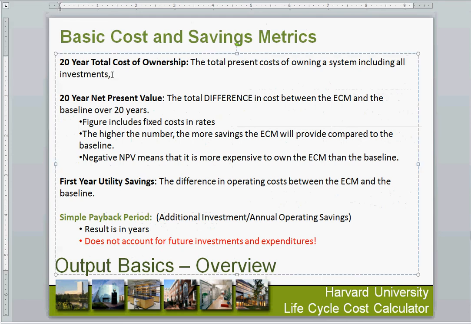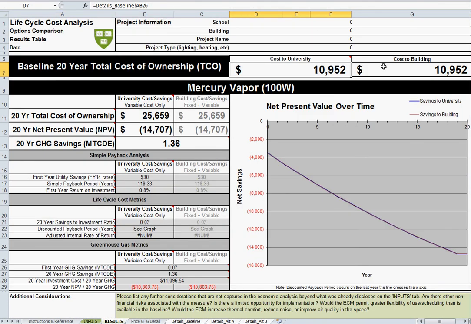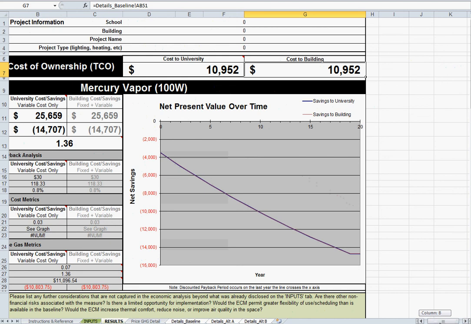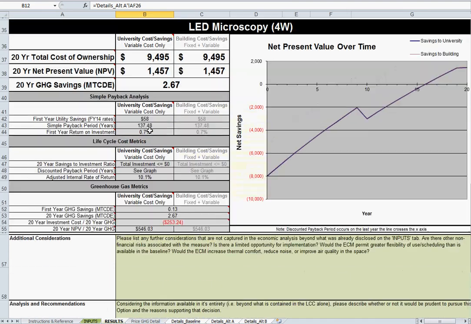So again, we've already talked about the 20-year cost of ownership, the total present cost of owning a system, including all of the investments. That is here for the baseline. And the cost to the building and the cost to the university in this instance are the same because we're using Longwood systems, so they're not in the Cambridge district. Our 20-year cost of ownership for alternate A, which remember is the mercury vapor lamp, not the LED, is much higher. So we're already losing money, and our net present value is negative in this instance.